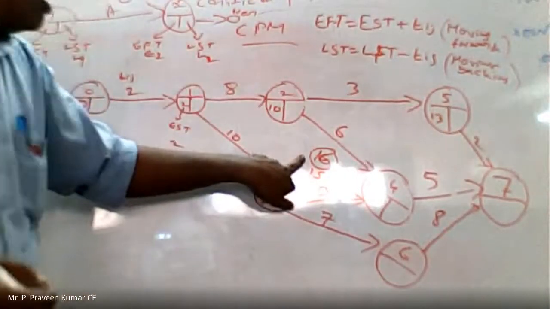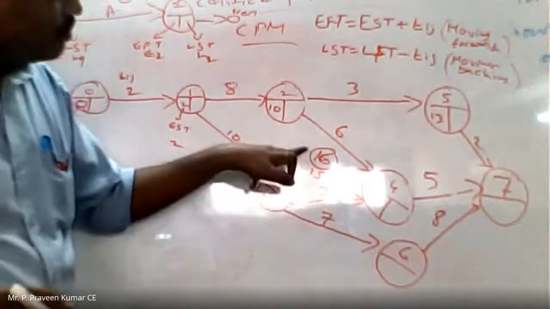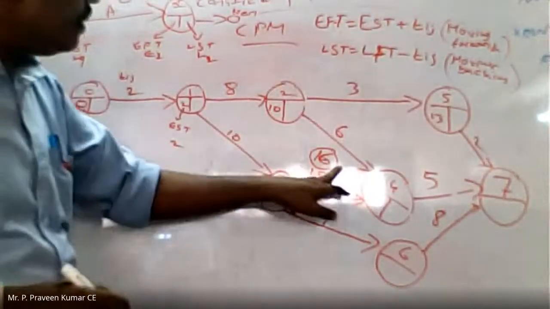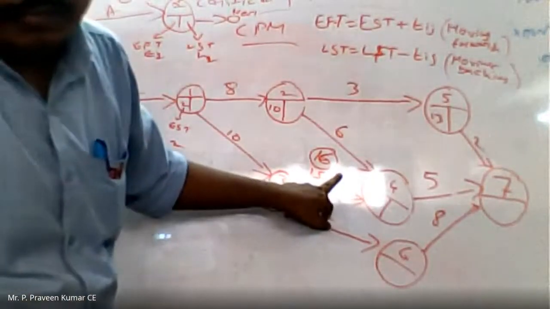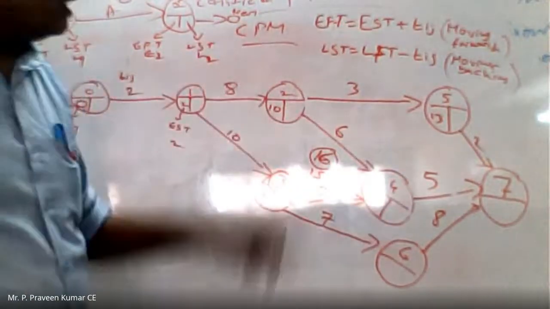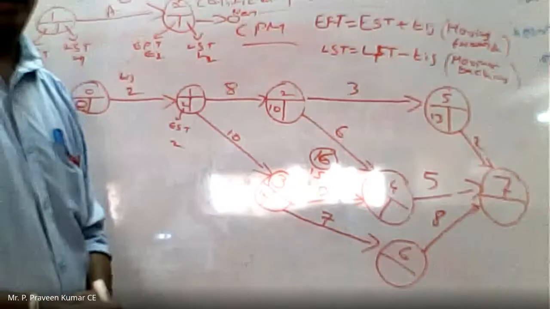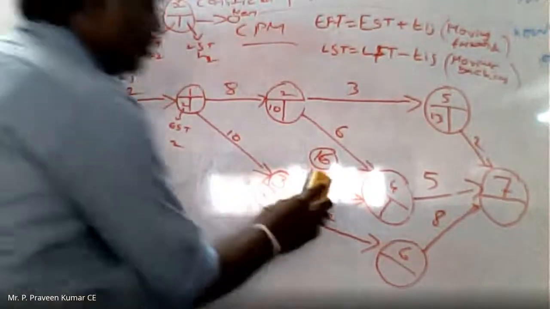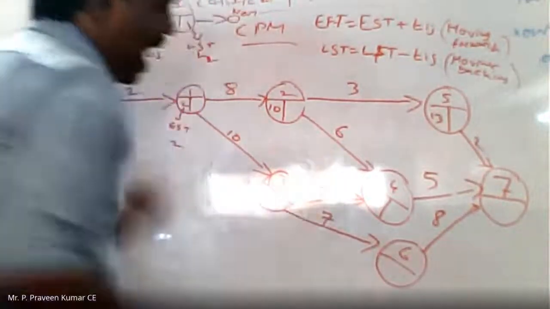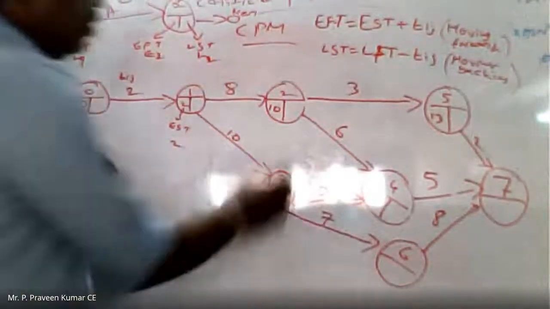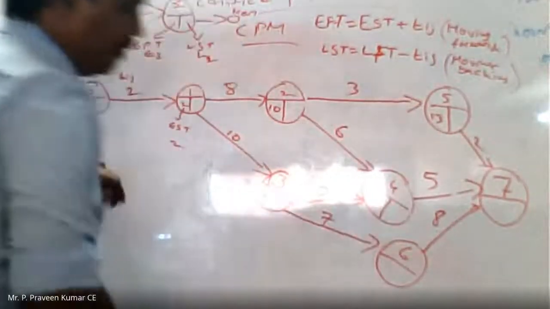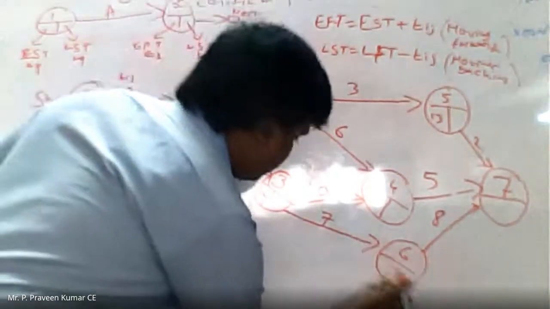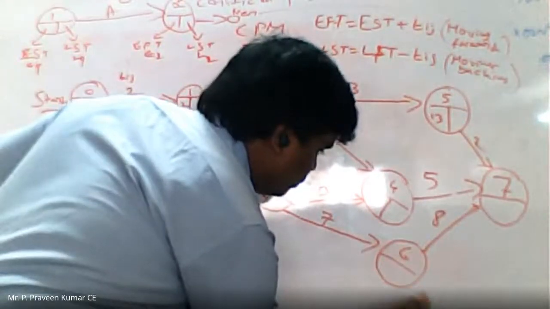Here 16 is the high value and 15 is the low value. Why have I taken the 16 value? Because we are moving forward, so for that purpose I have taken the highest value, that is 16. When we come in the backward direction, we need to take the lesser value, that is 15. Okay, like that we need to calculate. So I have taken 16 here. Now 2 to 4 is over, 3 to 4 is over. Now coming to the 3 to 6 activity, 12 plus 7, 18.